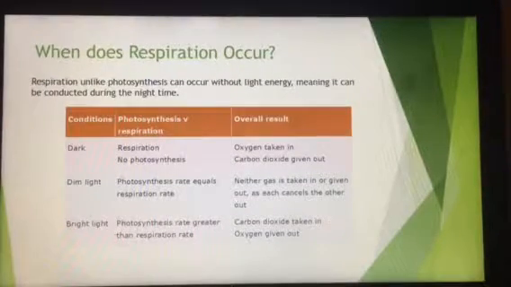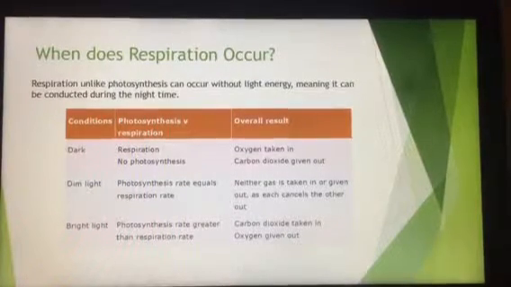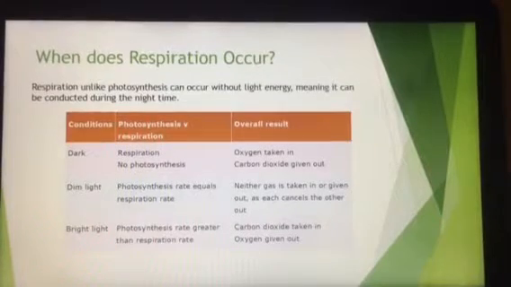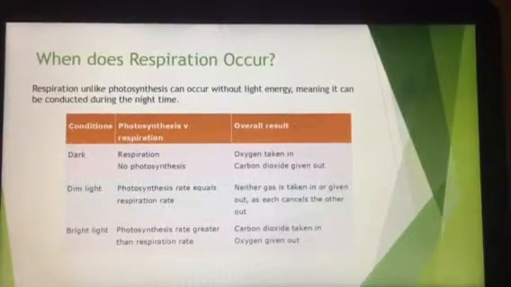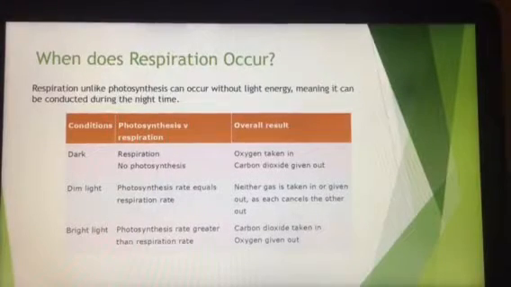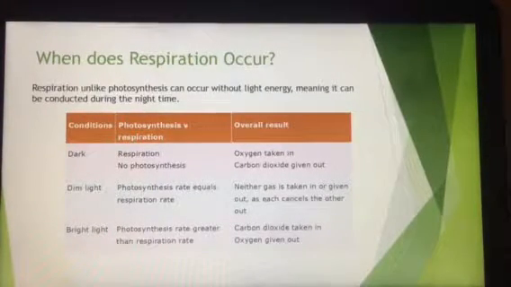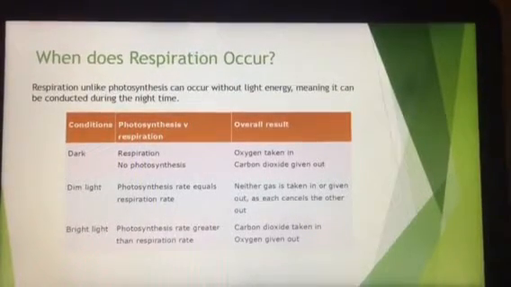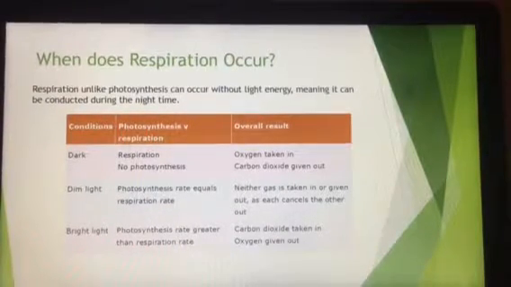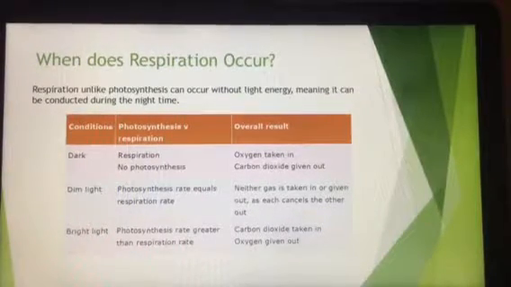When does respiration occur? Respiration, unlike photosynthesis, can occur without light energy, meaning it can be conducted during nighttime. And here's a table showing you the differences. If your conditions are dark, you'll have respiration and no photosynthesis, and the result is that oxygen is taken in and carbon dioxide is given out. Now, in a dim light situation, the photosynthesis rate equals the respiration rate, and neither gas is taken in or given out, as each cancels the other out.